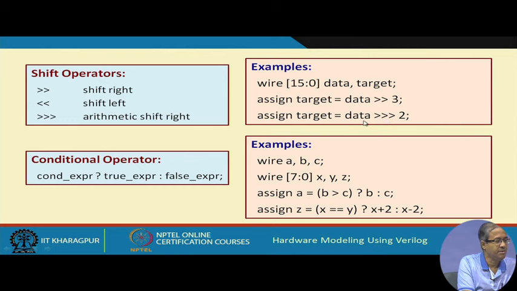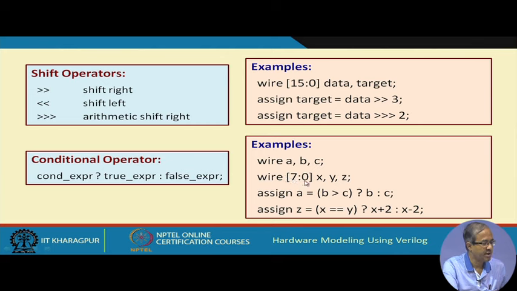So, here you have an example of data arithmetic shift by 2 positions. Here, exactly this thing is available in a language like C. You have a conditional operator. We specify a conditional expression, then a question mark, then an expression, colon, another expression, and finally a semicolon. The first expression means that if the condition is true, then you take this; if the condition is false, then take this. Some examples are shown here.